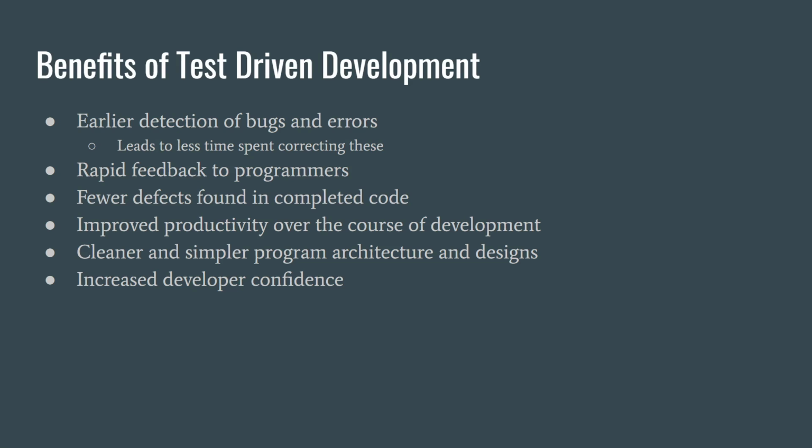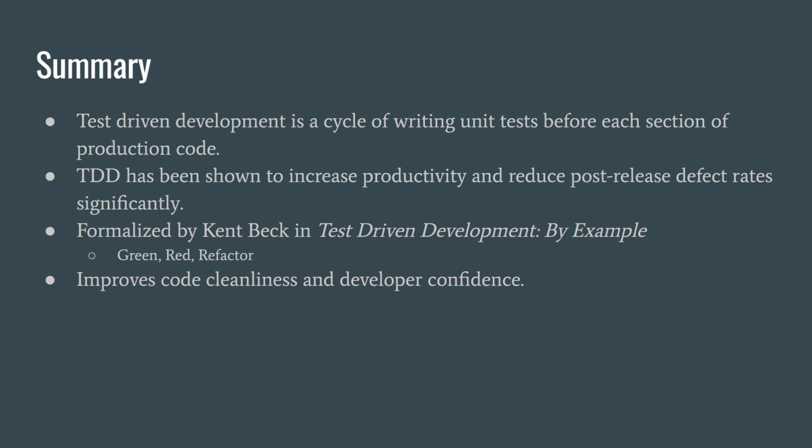So, in summary, test-driven development is a cycle of writing unit tests before each section of production code. Again, not all tests before any code at all, tests before each section of code. Test-driven development has been shown to increase productivity and reduce post-release defect rates significantly. It was most commonly formalized by Kent Beck in Test-Driven Development by Example, with the green, red, and refactor phases. And it has been shown to improve code cleanliness and developer confidence.